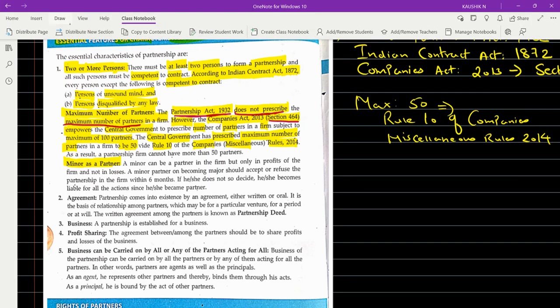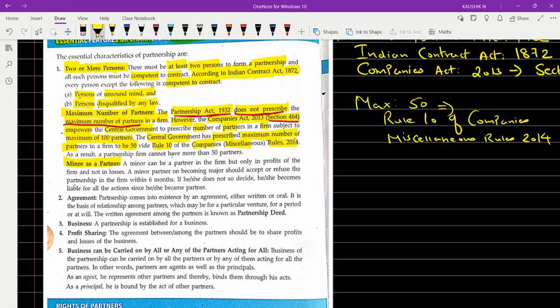Now you can just see here about the minor. A minor can be admitted as a partner. That is, he can be a partner in the firm only in the profits of the firm. That is only for the benefits of the firm, not in the losses. A minor partner on becoming major should accept or refuse the partnership, and you have a time period of 6 months. So from the date you become a major, 6 months is given to you to take a decision whether you want to continue in the business as a partner or withdraw yourself from the business as a partner.